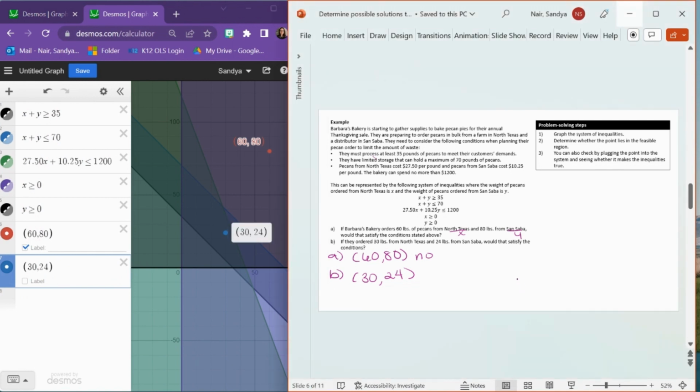So we're saying yes on that one. But remember, you can always check this algebraically. So you can go ahead and plug into the inequalities and make sure that it makes our inequalities true.